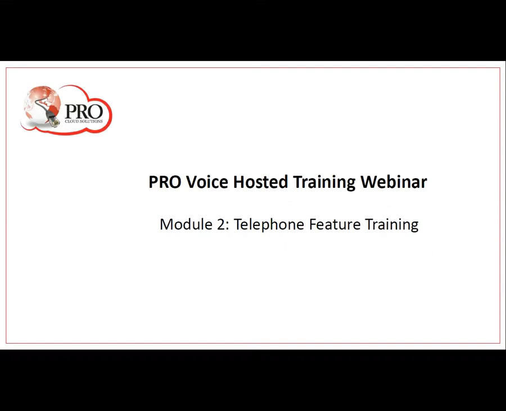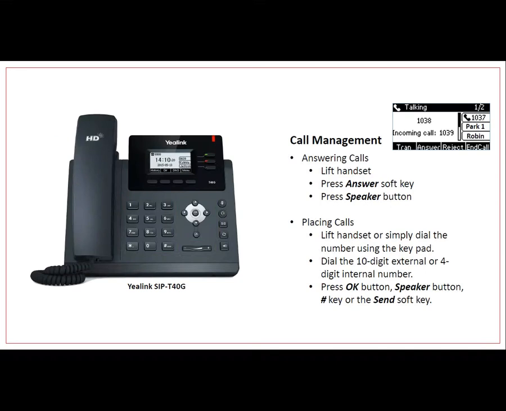Now let's get a little more in-depth about how to actually use the phone on active telephone calls. When you have an incoming call, you have several methods that you can use to answer that call. You can simply lift the handset. You can also press the answer soft key. That is, again, one of the keys below the display. You may also press the speaker button, and that will bring the call up on speaker.